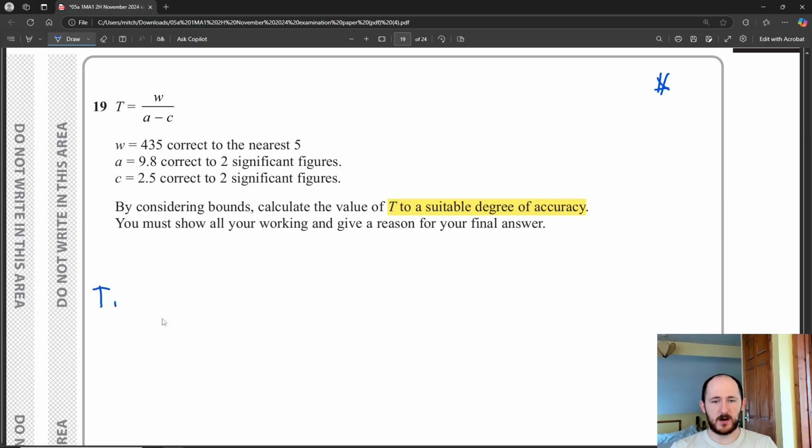In terms of where you get your marks, the good news is that if you work out any bound, so if you find the upper bound of w, or the lower bound of a, or the upper bound of c, or whatever, any bound gets you a mark. So that's pretty damn useful.